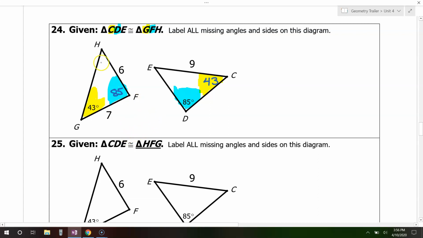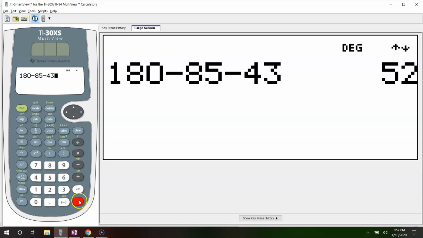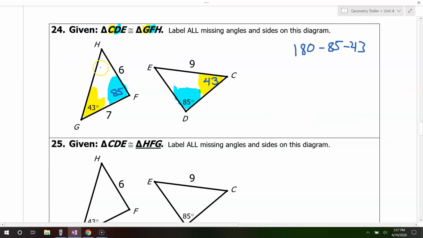Now, we can find the missing angles H and E because all of the angles in a triangle have to add up to 180 degrees. So if we do 180 minus 85 minus 43, that should give us the missing angle. 52 degrees. Okay, so that means the missing angles are both 52 degrees.